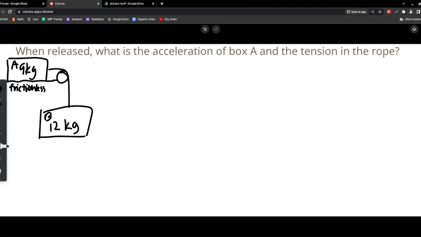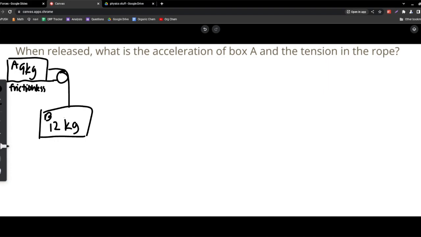And here we have box A, which weighs 9 kilograms, that's on a frictionless surface, and here's our pulley. And then off the edge of whatever table or surface that box A is on, hanging off of that pulley system is box B, which weighs 12 kilograms.